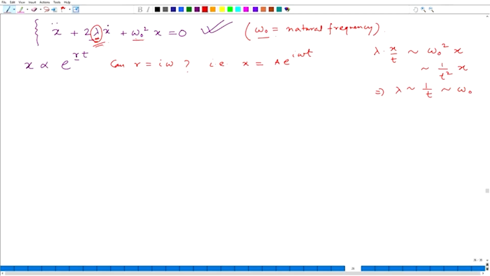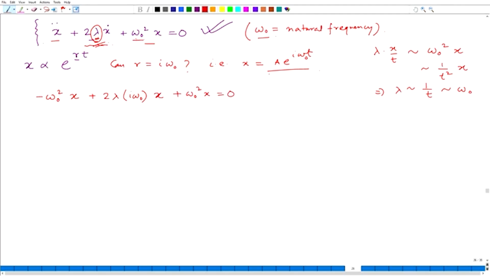And then the question is, can x be equal to a to the power i omega 0 t? If you do that, of course, you will see that these two terms will vanish and this term will not vanish, because if you just put this solution here, you will find this will give you simply minus omega 0 square x plus 2 lambda i omega 0 x plus omega 0 square x is equal to 0.